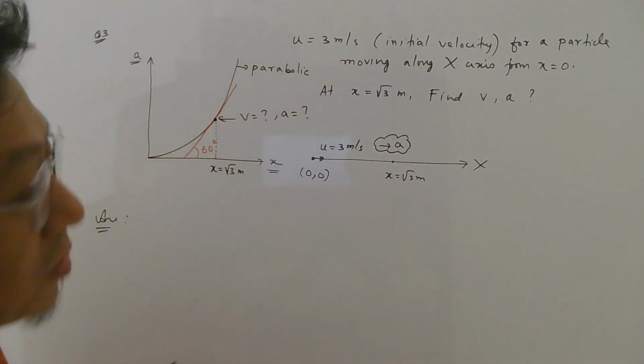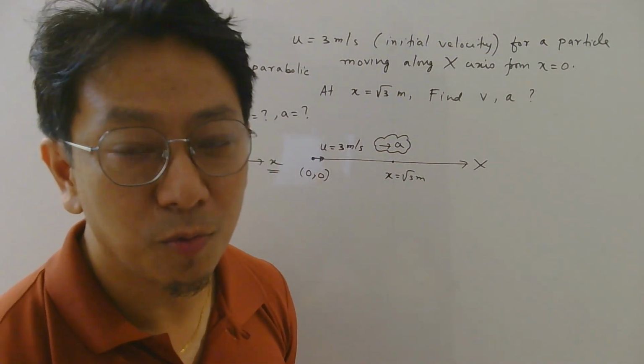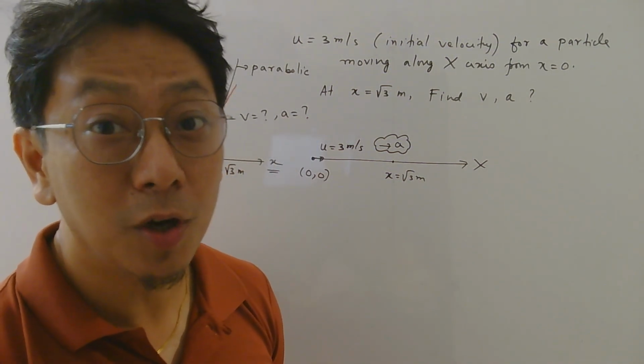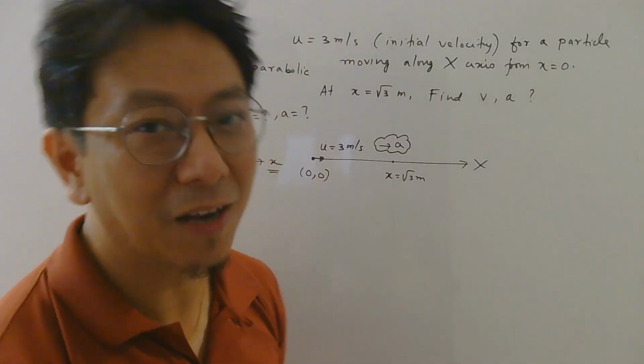Okay, so how do we solve this problem? Remember, we cannot use here s equals ut plus half at squared and the other two formulas, because those formulas are for constant acceleration. So here we have to use obviously calculus.